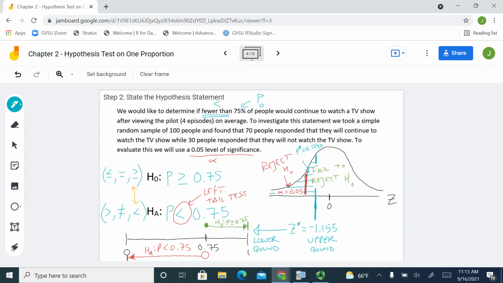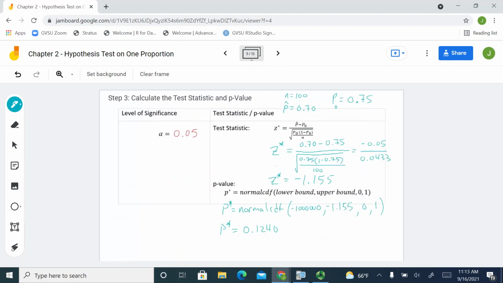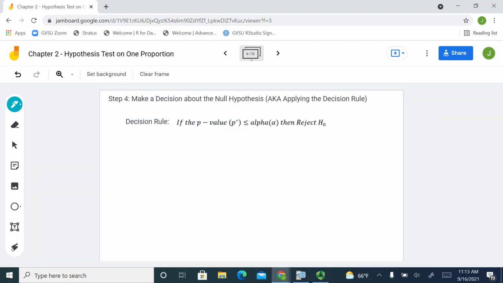So visually, that's what we're doing, and then we'll take a look at this using the decision rule. So we already understand step 3. Let's go ahead and move on to step 4. The decision rule, since we use the p-value approach, is always going to be the same.